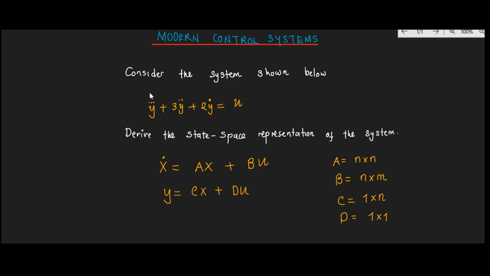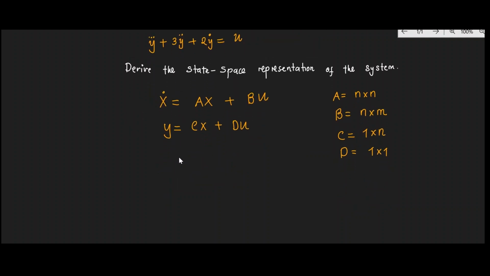So we need to describe this system using state variables. What's the procedure? Let me just write the differential equation here. This is a third order differential equation, plus 2y. Now we don't have a non-derivative term, so I'm going to put it just for the sake of putting it there, so that I have the decreasing powers. And this is equal to u.